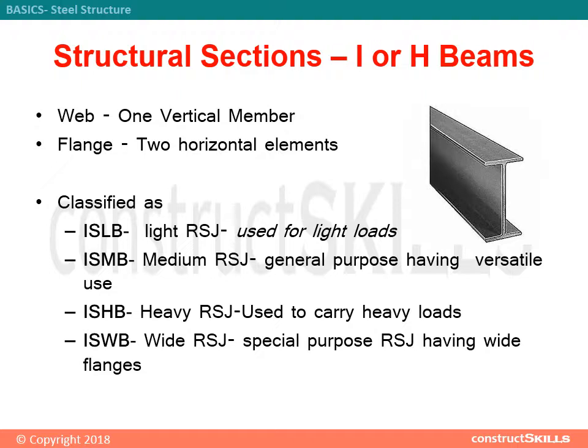Second is ISMB or Indian Standard Medium Weight Beam. It is medium rolled steel joist and general purpose, having versatile use. Third is ISHB or Indian Standard Heavy Weight Beam. It is heavy rolled steel joist and used to carry heavy loads. And the final one is ISWB or Indian Standard Wide Flange Beam. It is wide rolled steel joist and it is a special purpose rolled steel joist having wide flanges.